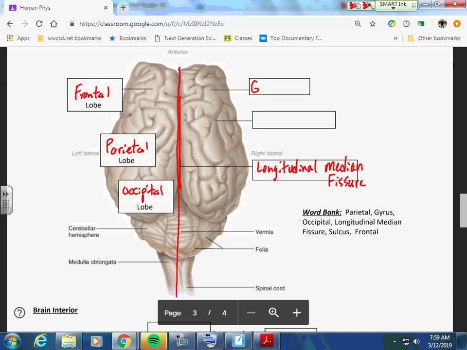The raised areas are called gyri, or a gyrus, and the grooves are called sulci, or a sulcus, depending on if you're talking plural or singular.